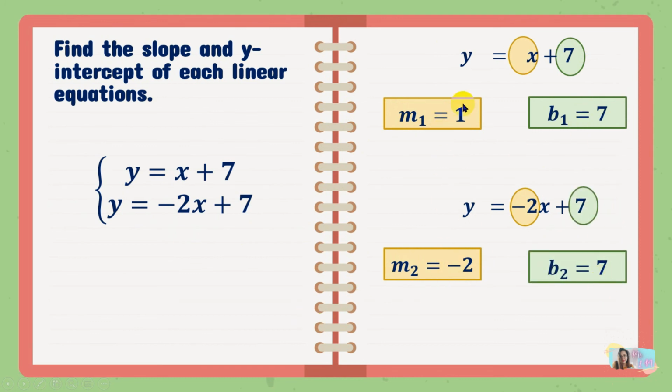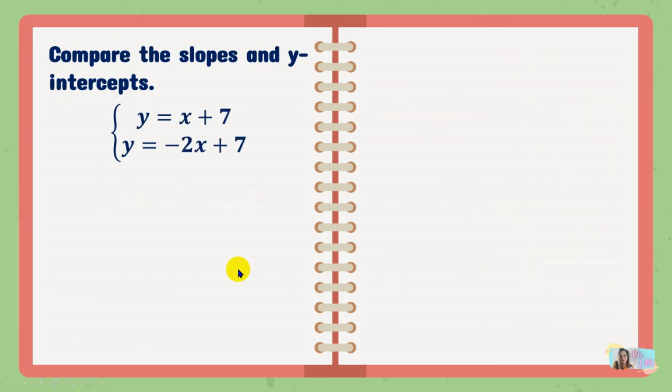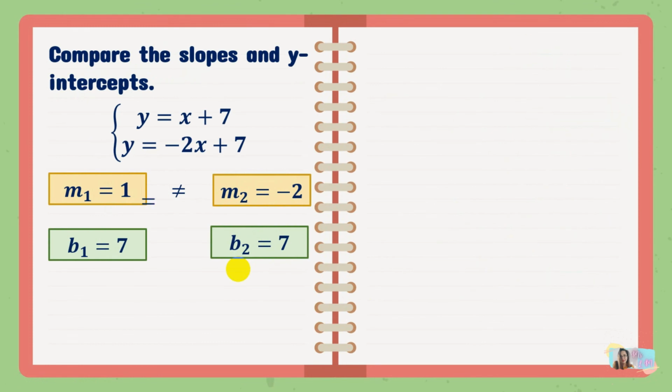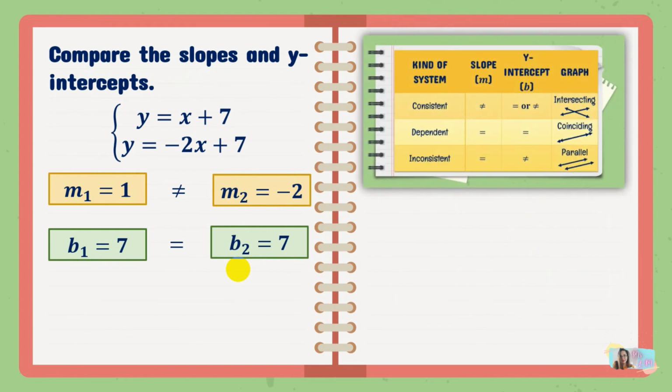So, by just looking at these two, so we have 1 and negative 2, obviously they are not equal, but the two y-intercepts are equal. Again, slopes are not equal and y-intercepts are equal. What kind of system of linear equations in two variables ang may unequal slopes but equal y-intercepts? So, according dun sa ating table, not equal ang ating slope, pero equal ang ating y-intercept. It's no other than consistent system of linear equation.